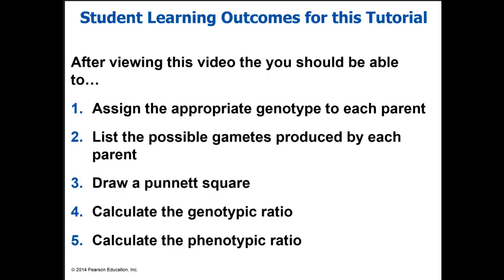After viewing this tutorial, you should be able to assign the appropriate genotype to each parent, list the possible gametes produced by each parent, draw a Punnett square, calculate the genotypic ratio, and calculate the phenotypic ratio.